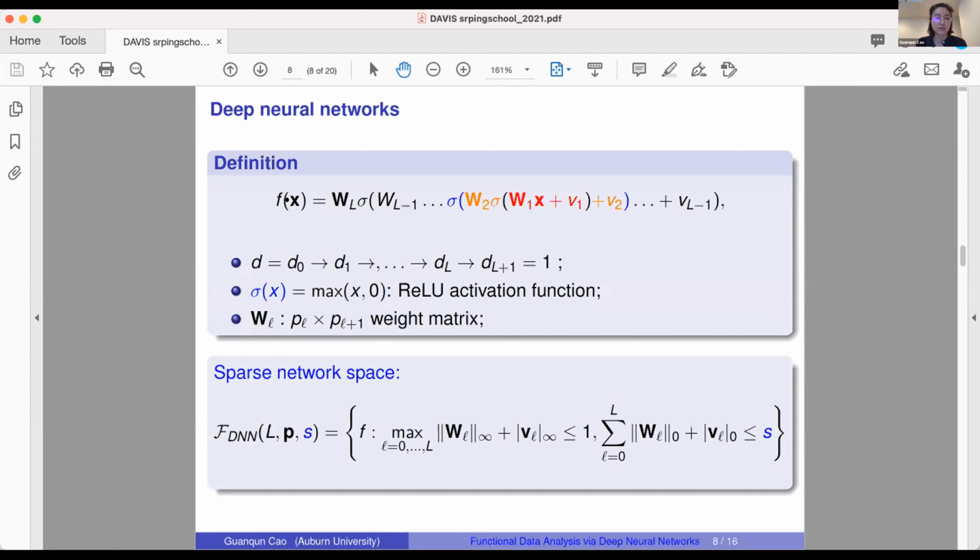So we define f(x). Here x can belong to R^D, and it can be represented as a composition of functions, or DNNs. So there are a lot of layers. In each layer, there is a weight matrix W times x plus the bias vector. So this is the first layer, and outside this is a nonlinear function. Here we use ReLU activation functions. So we are trying to use this DNN structure to estimate the f function.